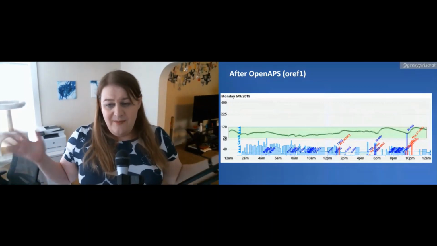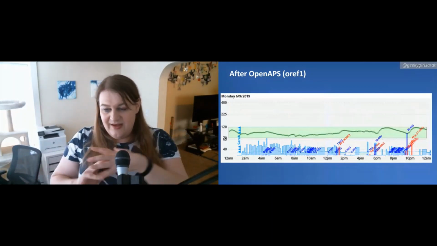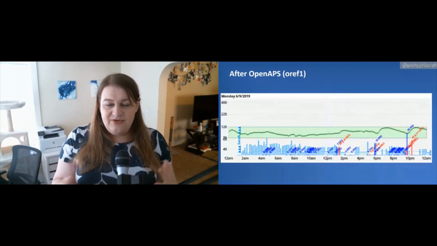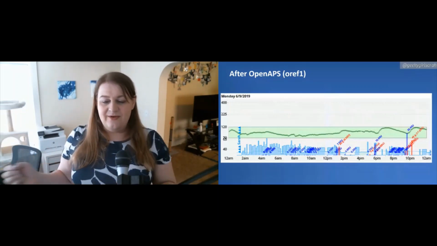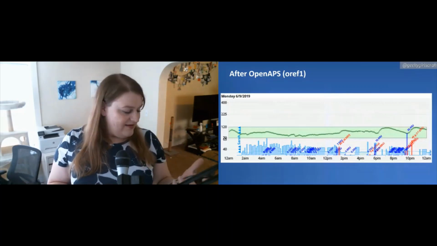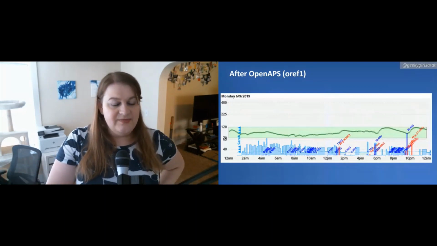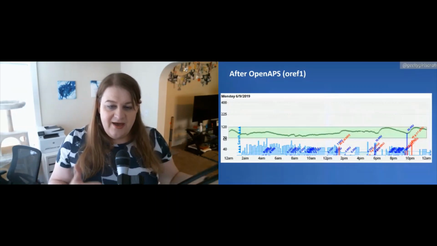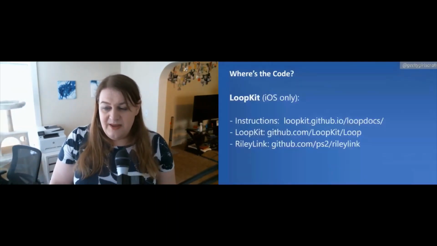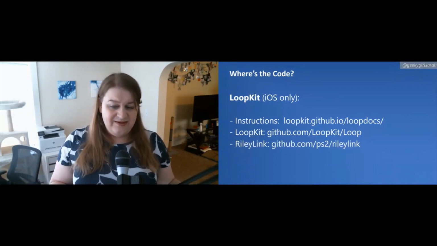So where's the code? OpenAPS, instructions, all the scripts, all the how to run it, everything is all on GitHub. Nightscout, which is that Heroku database, is also on GitHub. And then xDrip, which is the phone app that can look at several different glucose sensors now. That's also online. LoopKit, which was that iOS only one, but is gaining more popularity. Instructions are at loopkit.github.io. And then the code for the app is there.